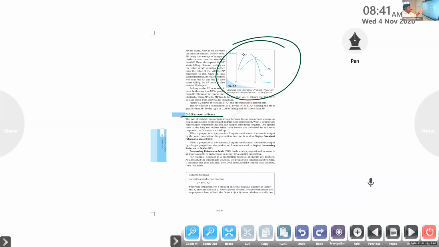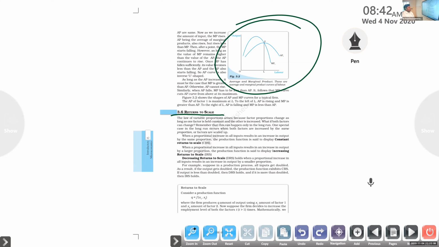Returns to scale, the law, page number 42 in your textbook. The law of variable proportions arises because factor proportions change as long as one factor is held constant and the other is increased. That we know. In the short run production, we will make use of a number of inputs, but one input we will change. Clear or not? So it will result in the production also changing.